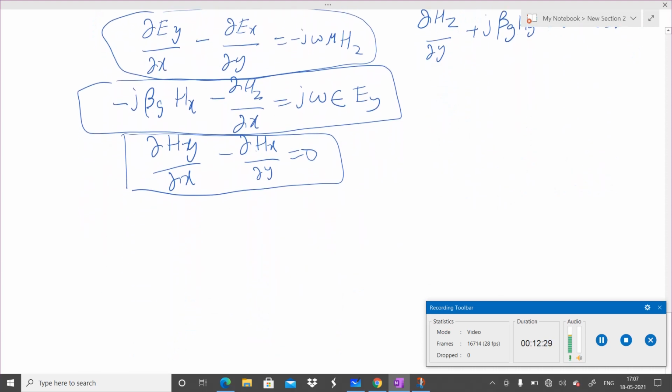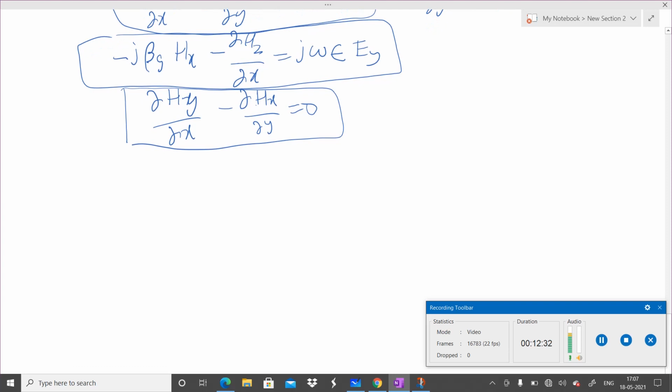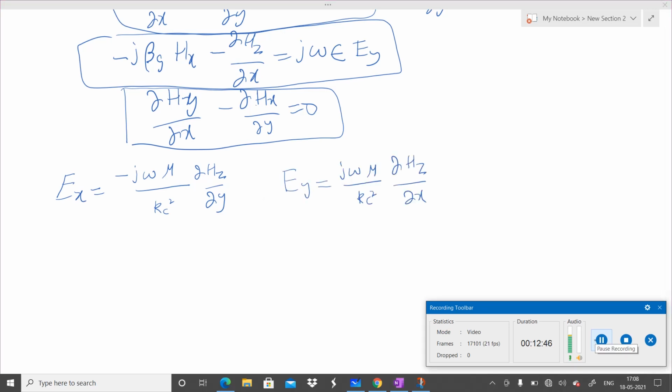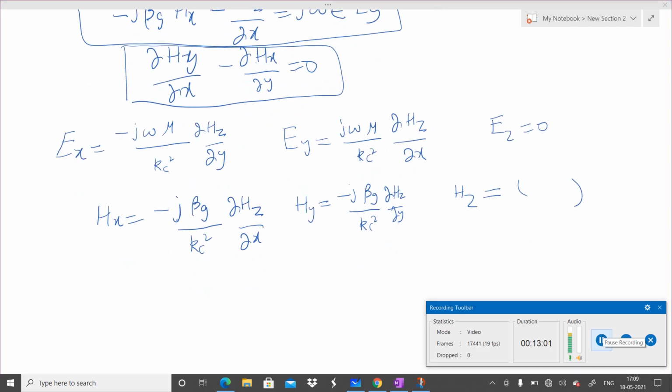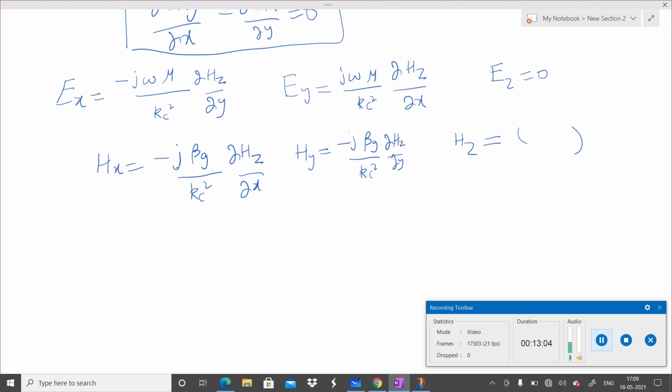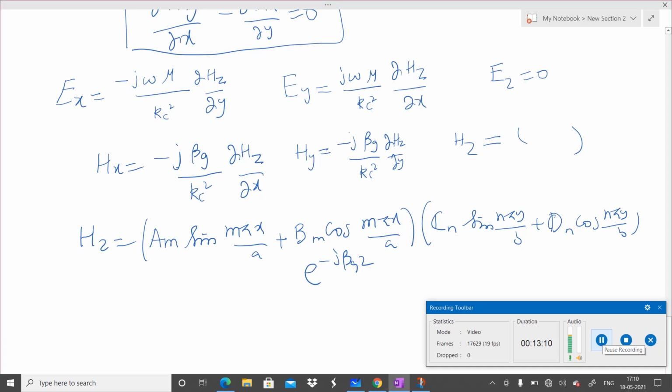I will simply write the 6 components here. So one is ex, that will be equal to, okay, this will be ex. I have written it in terms of hz because hz is known. Similarly, ey will be equal to, right, so ez is 0 because it is the TE mode equation, and then hx and hz, which is derived already. That is this equation which we have, or let me write it again, hz here, this is the hz which we have already derived.